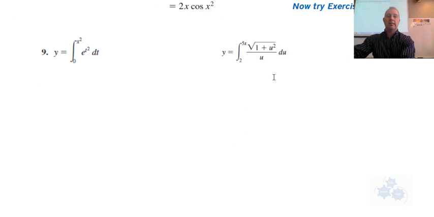Okay, so why don't you guys try 9 and 10. I guess this would be 10 from your assignment. So take a minute. Try 9 and 10 with this sort of second level type.